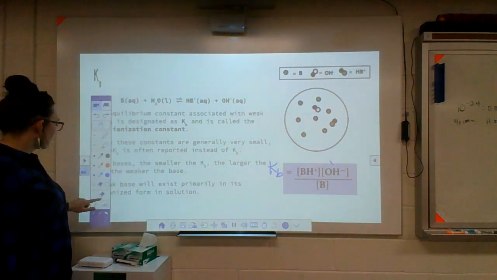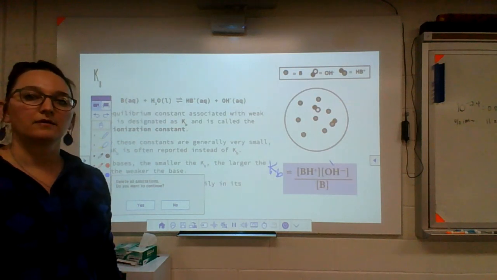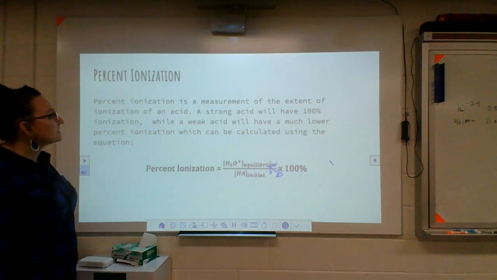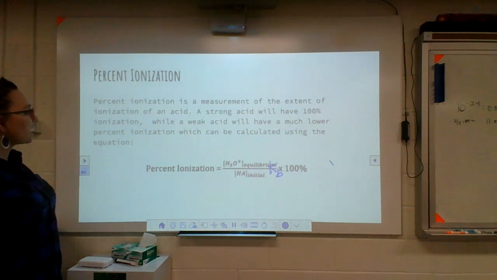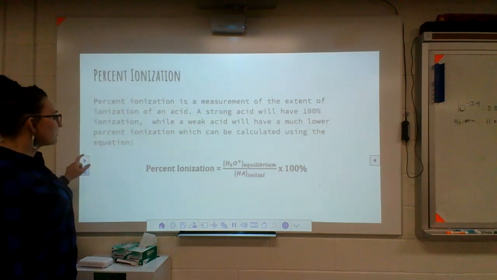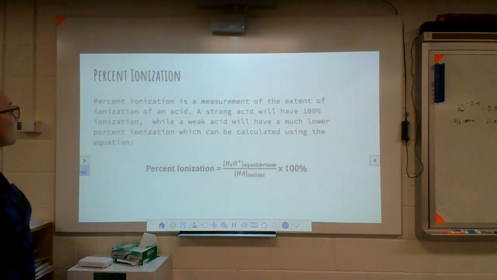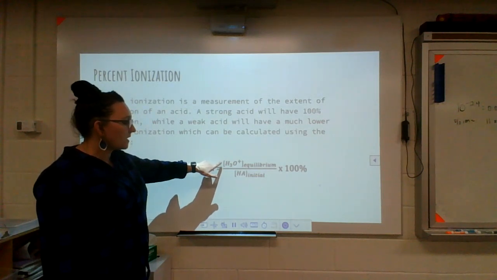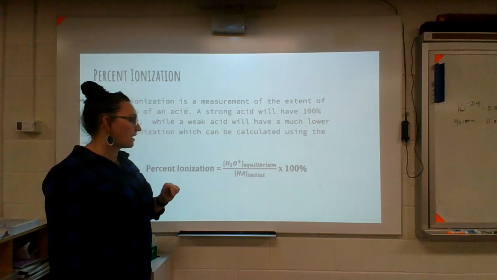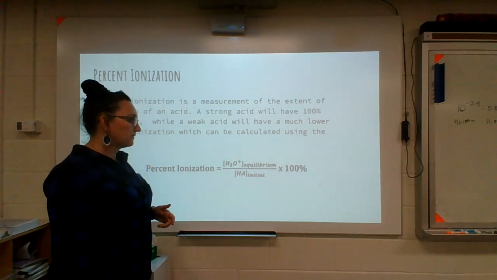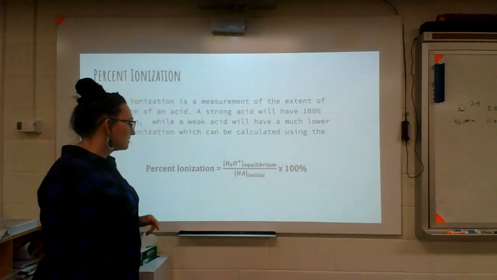So percent ionization then is a measure of the extent of ionization of an acid. A strong acid will have 100% ionization. The same is true for a strong base. So we can calculate percent ionization by dividing the equilibrium concentration of the hydronium ions by the initial concentration of the molecular acid and multiplying by 100% to convert to percent. This can be calculated for either the acid or a base.